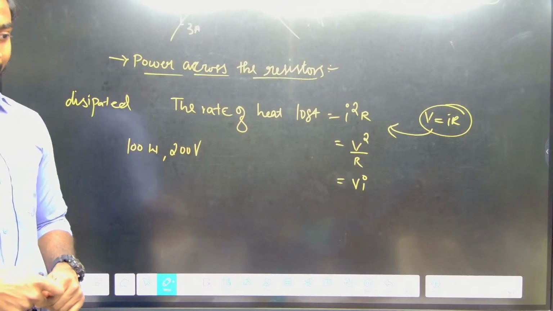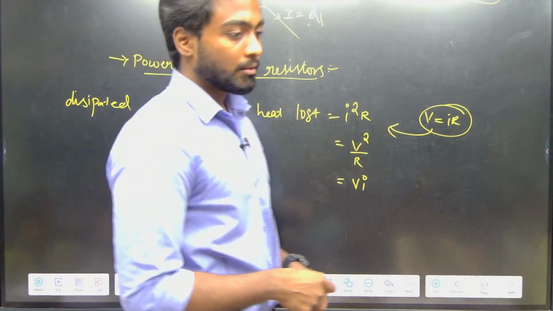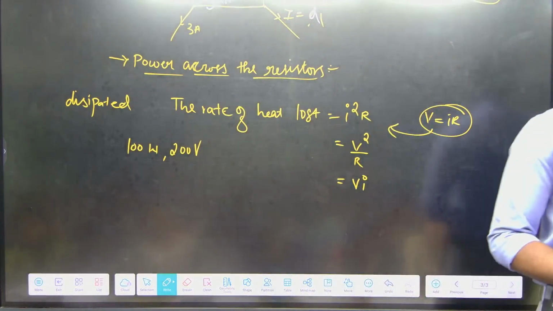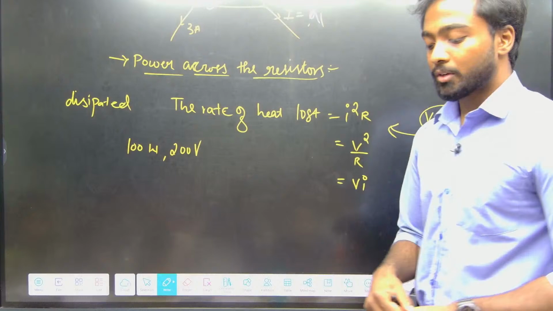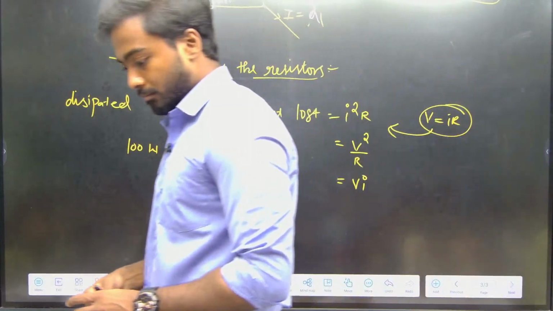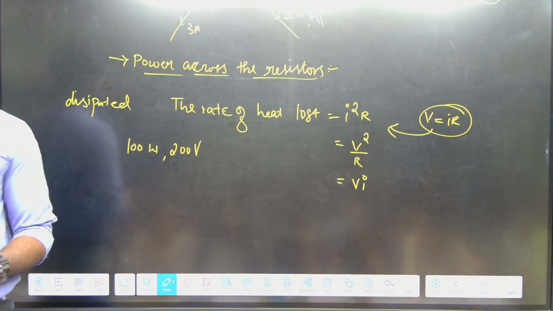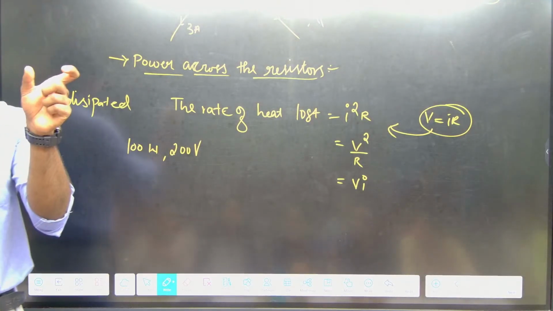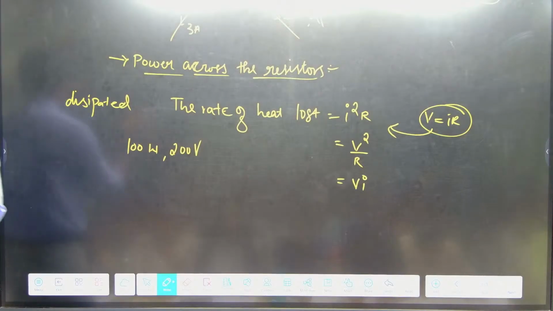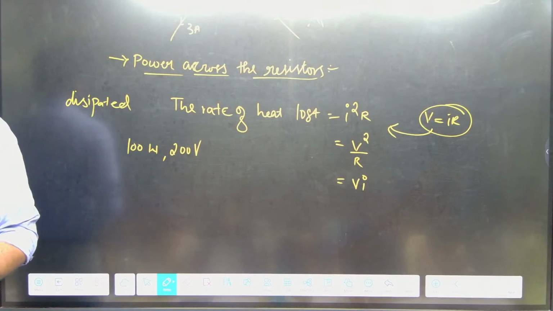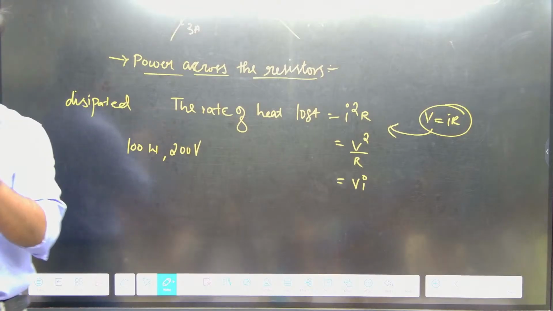Okay, so can you find what the resistor is for this question? Yes, question A. The first point is the question: bulb rated at 100 watt and 200 volt, and I have explained the meaning of that question.